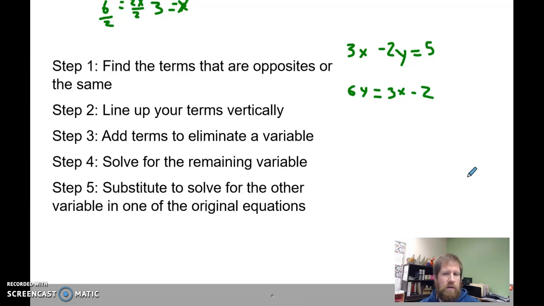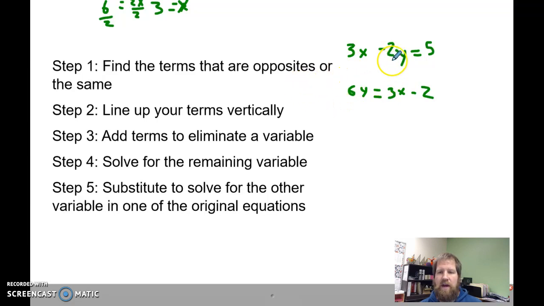There's a lot of different tools you have, and really what we're trying to work on is getting you comfortable with those tools, but also being able to recognize when you look at two equations, which is going to be the best method or the easiest method to use. Okay, so for elimination, you're going to be looking for terms that are opposites or the same. And by terms I mean the coefficients of your variables, the numbers next to your variable.